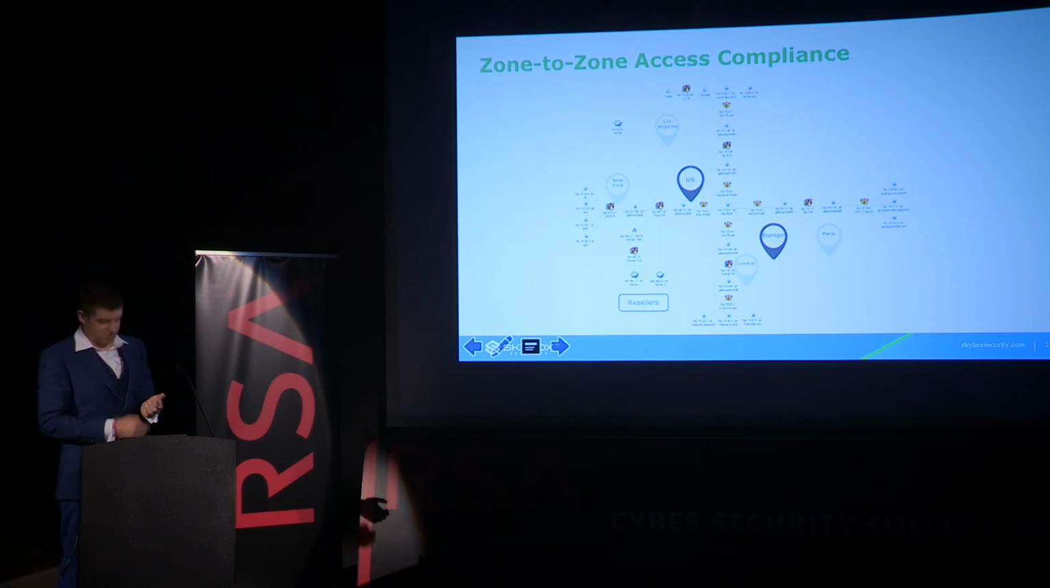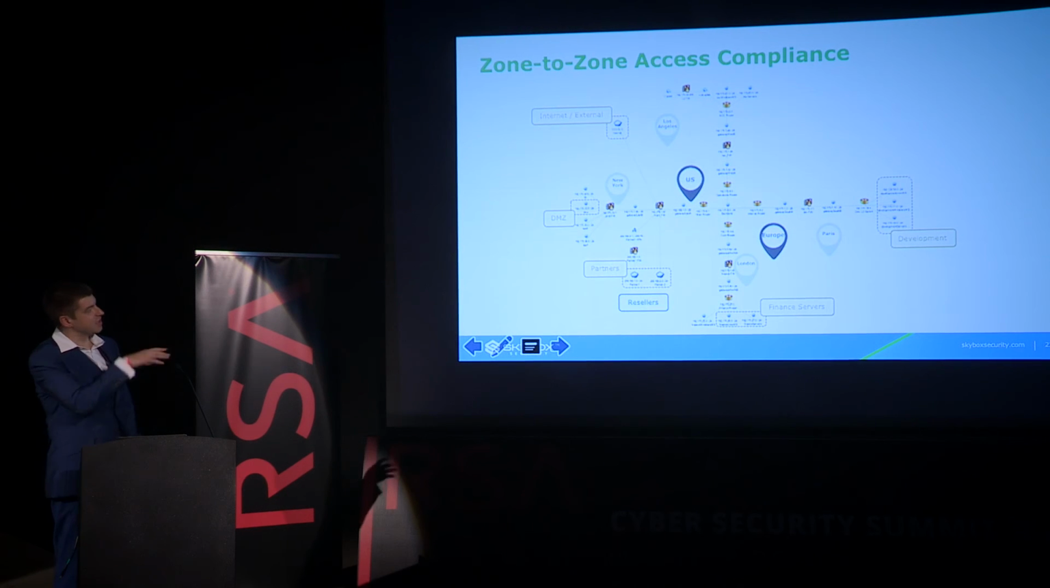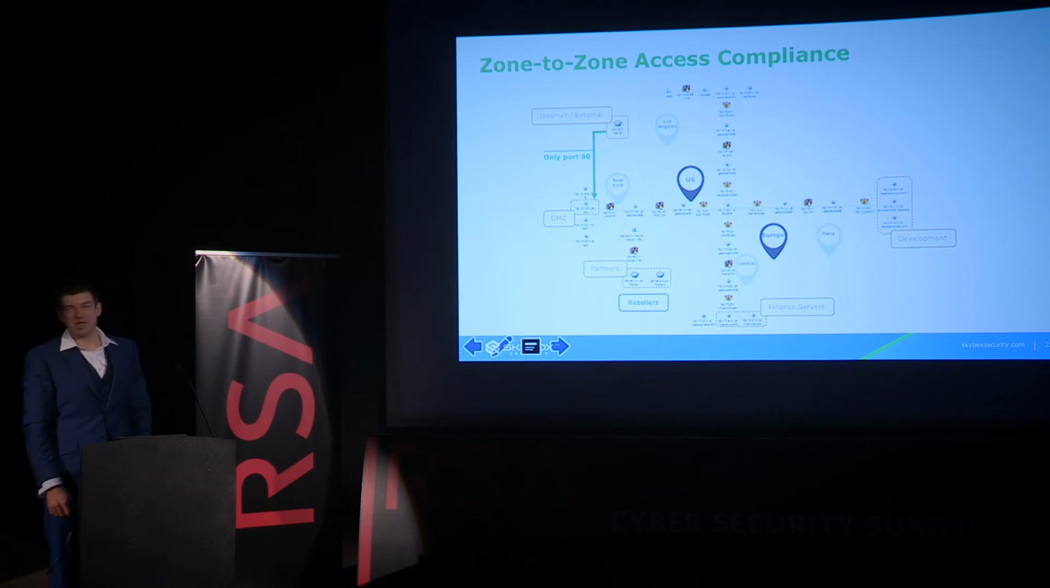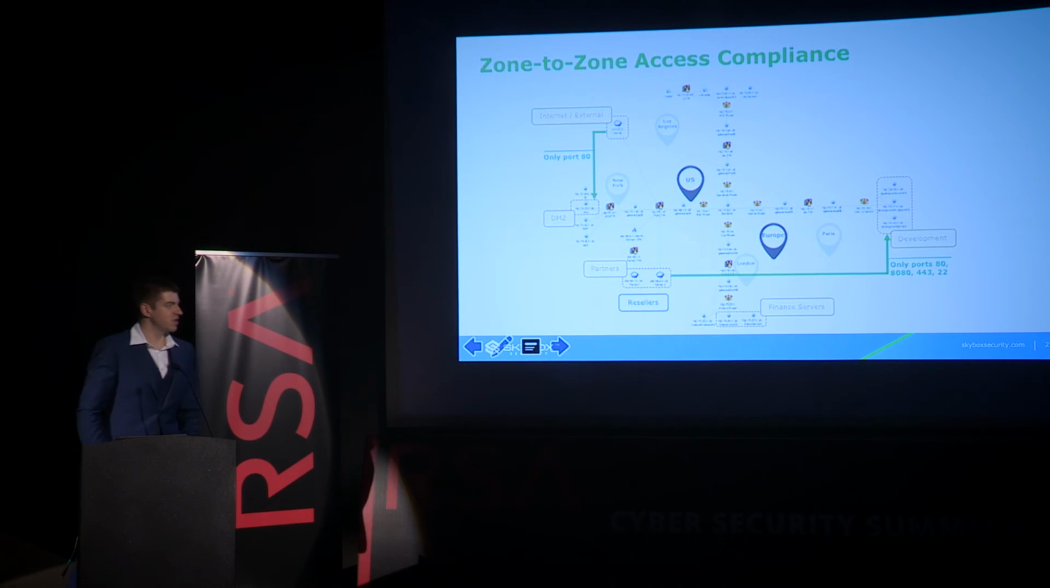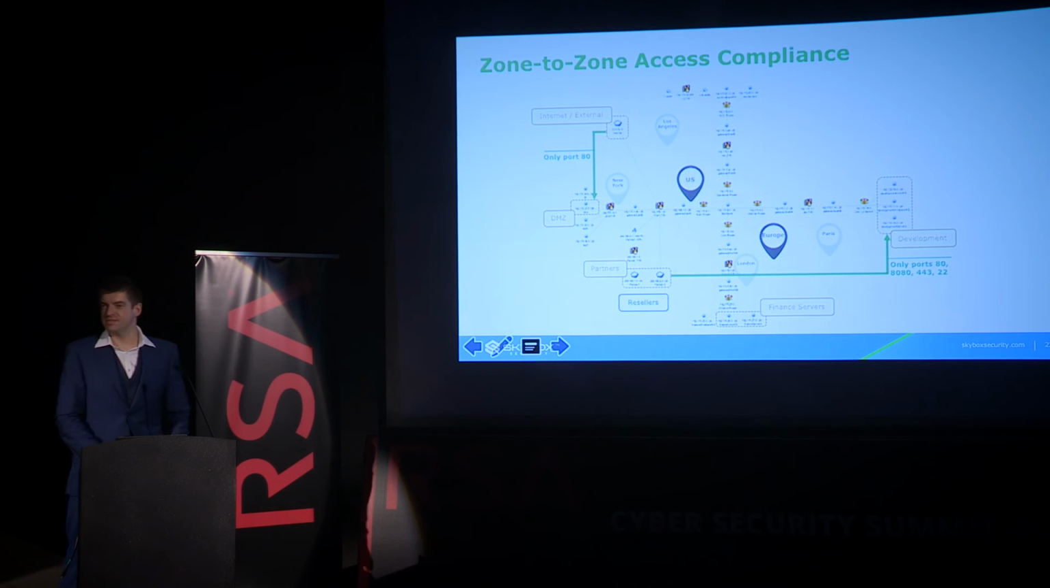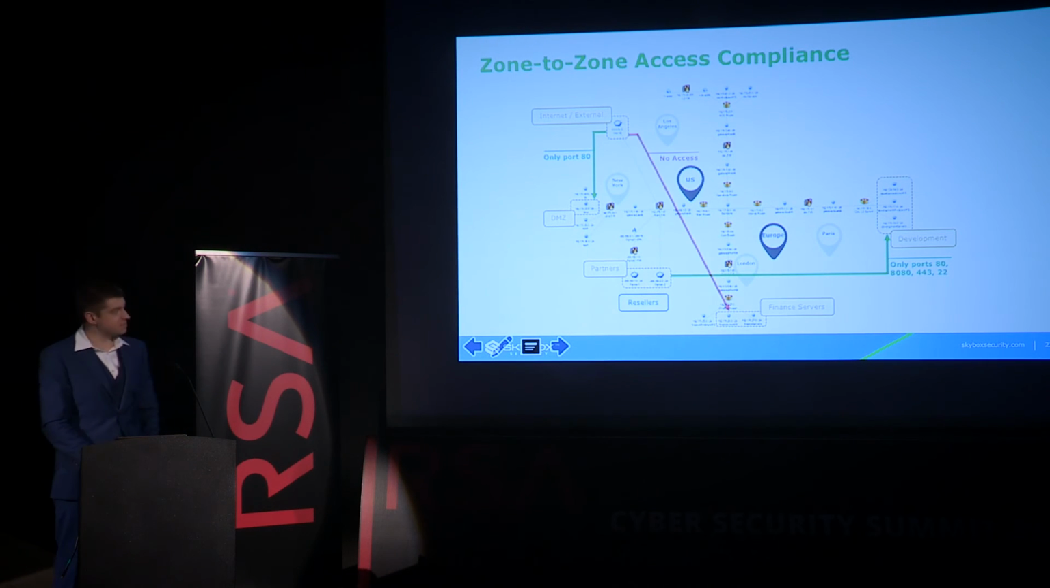You can analyze zone-to-zone access by very simply verifying if different network segments have the proper access, that the only port open is 80. I mean, you simply run the query and you get that. You said that your partners should only have access to your deployment servers on port 80, 8080, SSL, and port 22. Easy, right? Takes seconds. No matter if there are 100 firewalls in between.